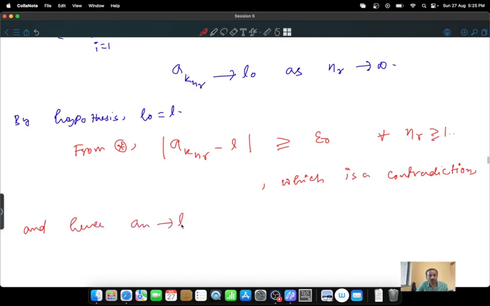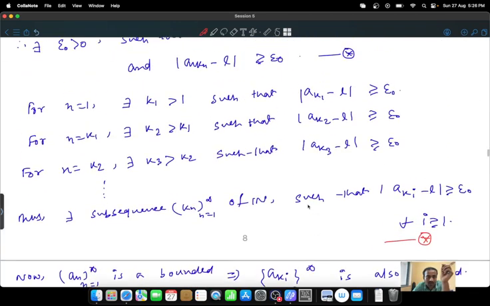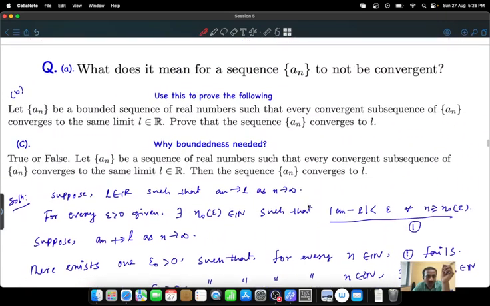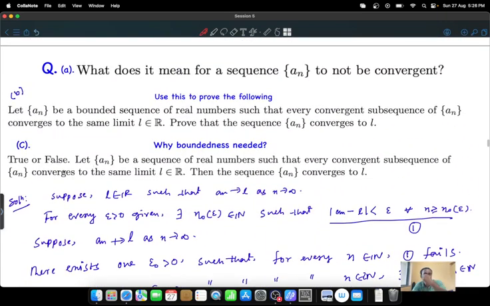a_n converges to L, right, as n tends to infinity. So if you have any doubts, you can just ask. Otherwise I shall move to the other part in this problem. Yeah, so just wait a minute.